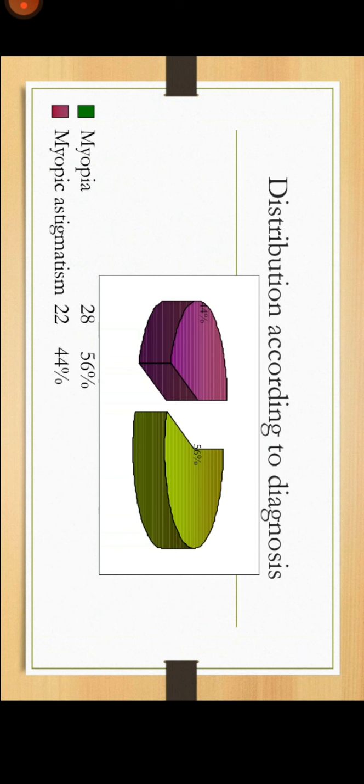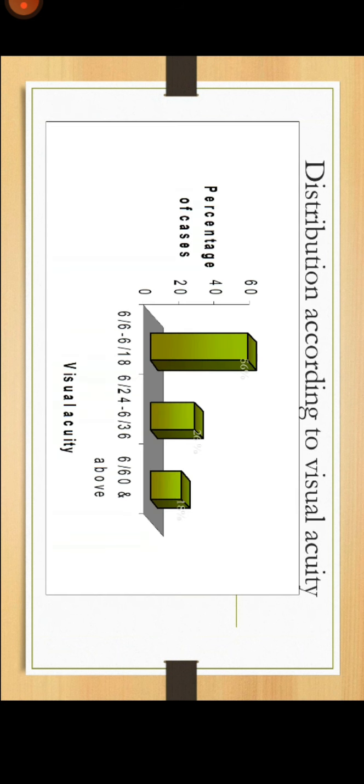Then coming to simple myopia, about 22 patients we got with myopia, and 50% were myopic patients, and the remaining were myopic astigmatism. That means with myopia there is astigmatism, or astigmatism with myopia. Visual acuity.